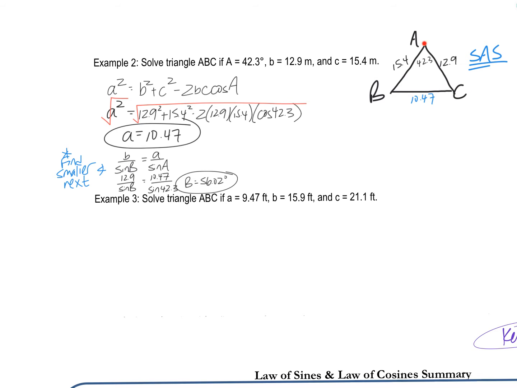Angle C was the biggest one because it's across from the biggest side, so I had to find angle B first. That is very important about law of cosines, and we'll write that down again in just a second.